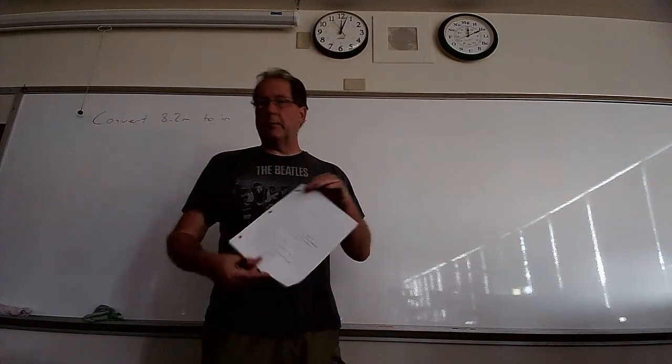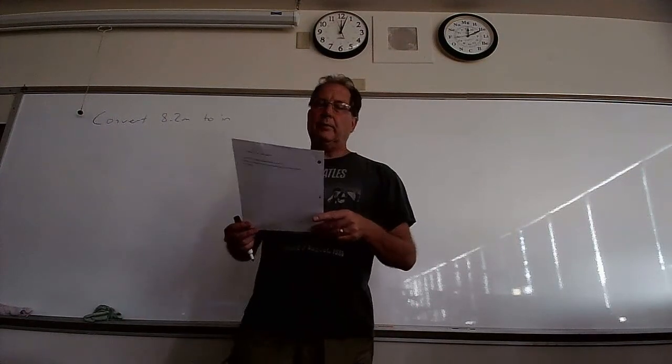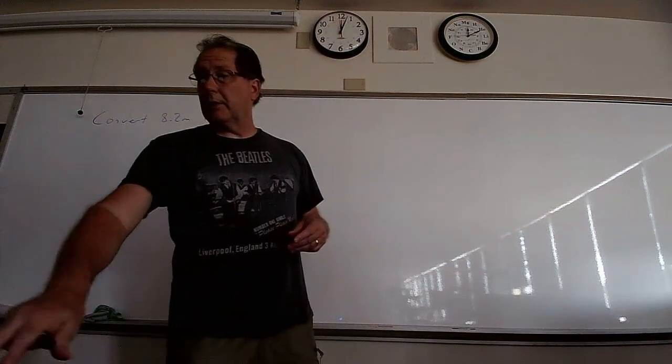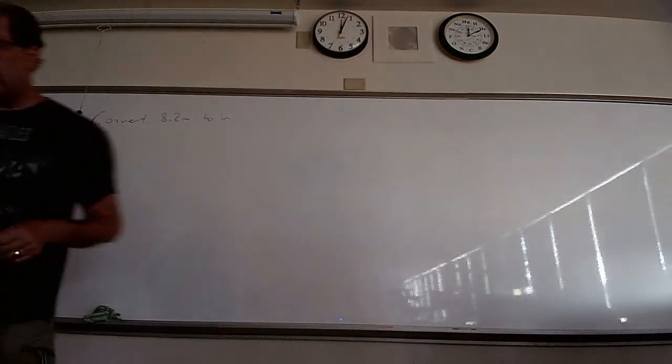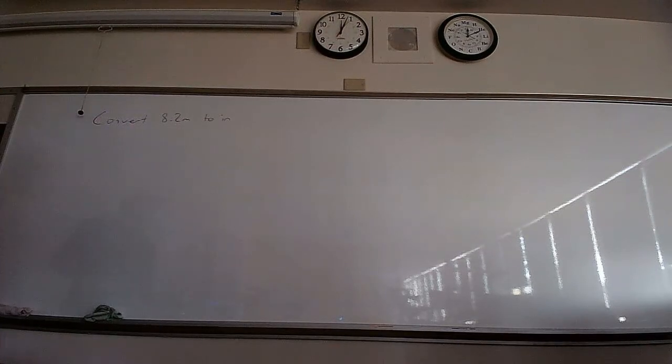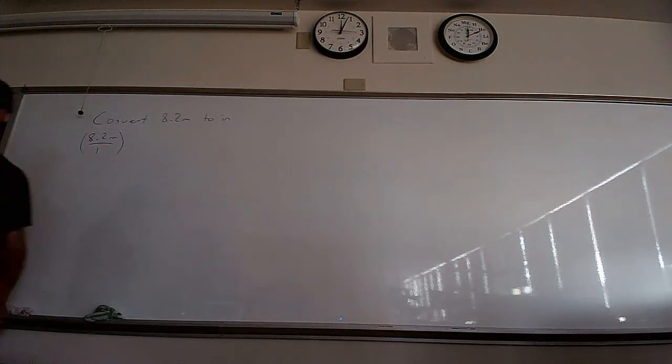Chapter 1, scientific method, nothing. Chapter 5, metric system. I have a conversion problem and a density problem. So here's the conversion problem. Convert 8.2 meters to inches. If you remember, and I hope you do, to do these problems, you start off with 8.2 meters over 1. I'm hoping that you can see that.